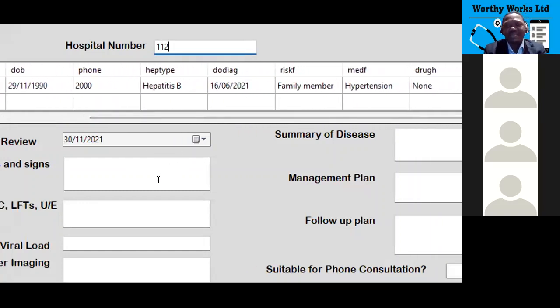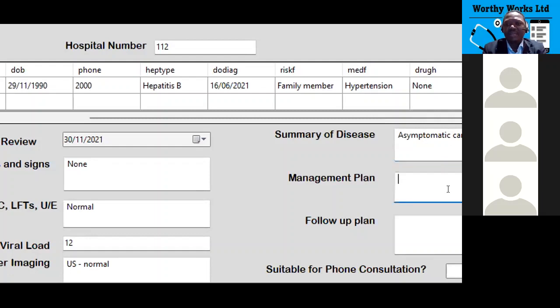So let's imagine it was today the patient came for review and he had no signs or symptoms, okay? We've said the bloods were normal. And the recent viral load was 12, wasn't it? Liver imaging was ultrasound, and it was normal. Sorry, my typing is a bit slow. At this point, we are dealing with an asymptomatic carrier because he has not got anything more than just the simple problems that people have. Okay, let's go on to summary of disease. So he's an asymptomatic carrier, the physician will write that.